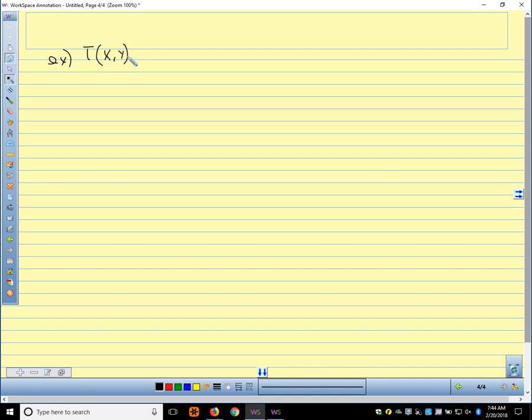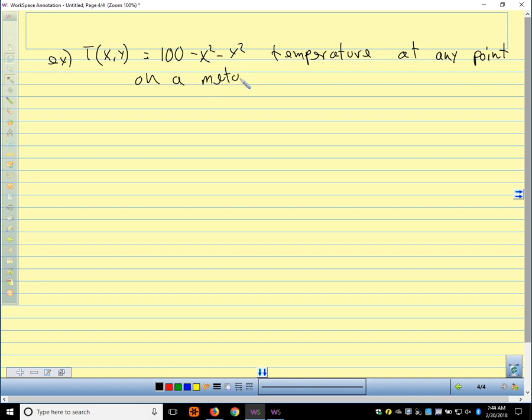T of x, y is 100 minus x squared minus y squared. And this is the temperature field. So this tells us the temperature at any point on a metal plate. So you've set up this metal plate, you've measured the temperature, and you've decided this function describes the temperature at any point on that plate.